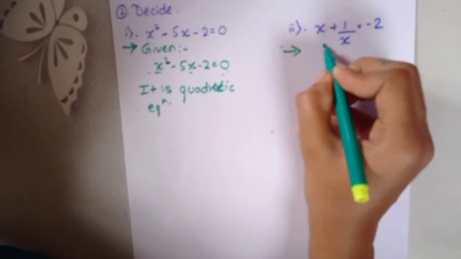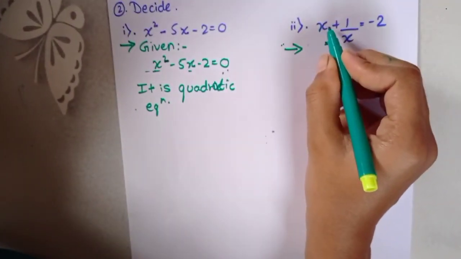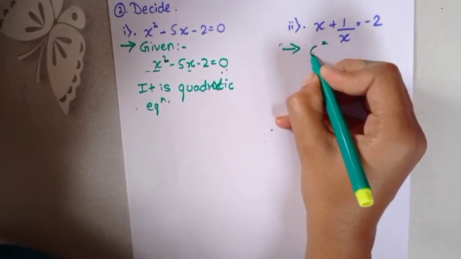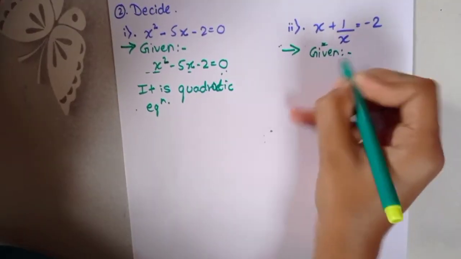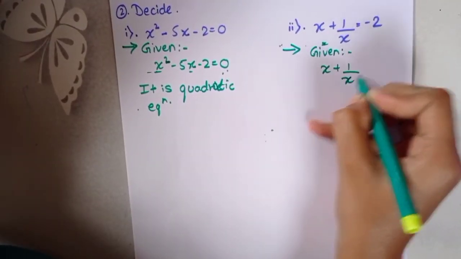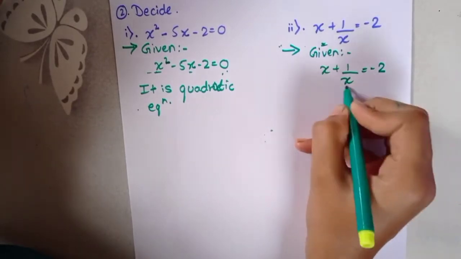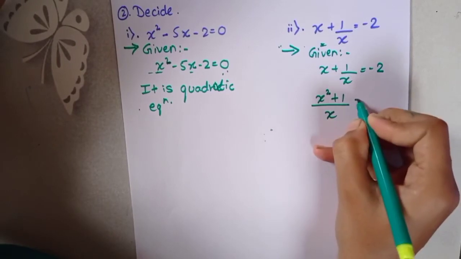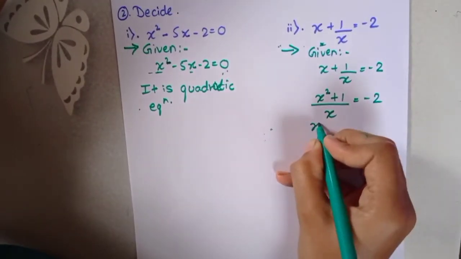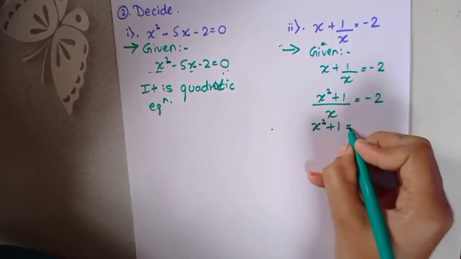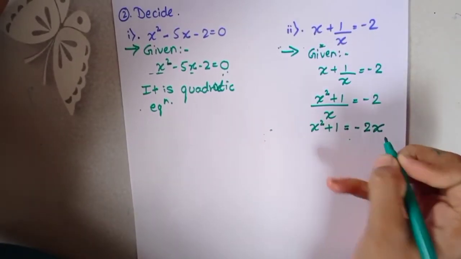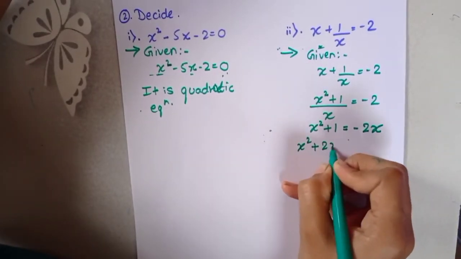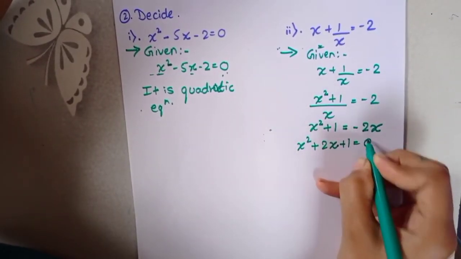Now, in this question, we should not directly conclude that it is not a quadratic equation. First of all, we have to convert this equation into the general form, that is, the standard form. Given x plus 1 by x is equal to minus 2. Multiplying by x, x square plus 1 is equal to minus 2x. That is x square plus 2x plus 1 is equal to 0.